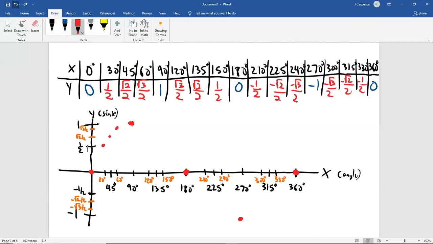Then from there, we're going to start bending down. So 120 degrees is the height of square root of 3 over 2, so about here. Then 135 had that square root of 2 over 2 height. 150 degrees had the height of a half. There we go. And then we're here for the 180. 210 was a -1/2 of a height, so about here. Does that look good? That looks good enough for government work.